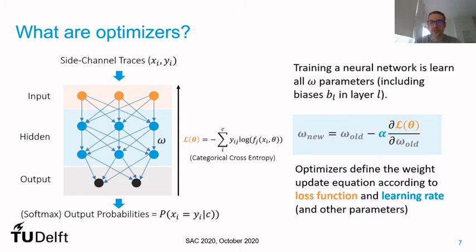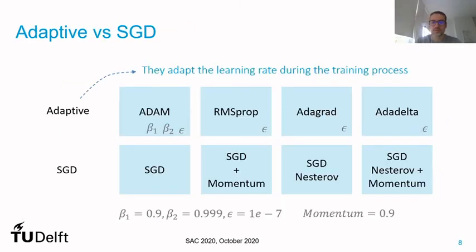As we see in this work, because we analyze different optimizers, the optimizer equation can come with different forms, with extra parameters, not only the learning rate and the loss function. So I said in the introduction, we analyze two classes of optimizers that are divided into adaptive optimizers and SGD optimizers. The adaptive optimizers that we analyze are ADAM, RMS propagation, ADA-grad, and ADA-delta.